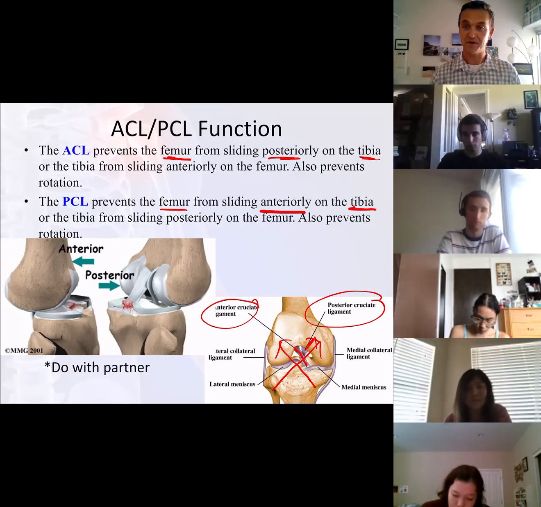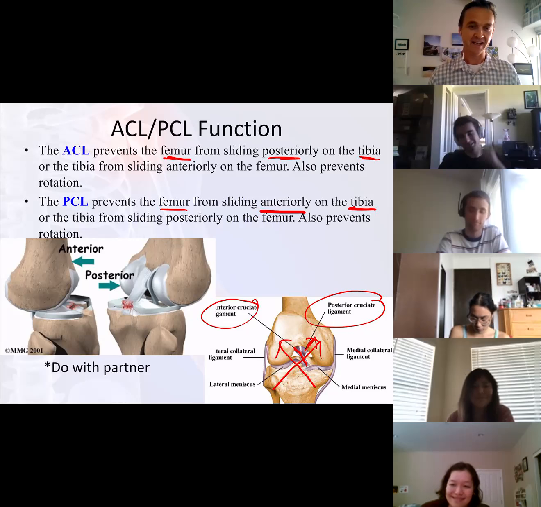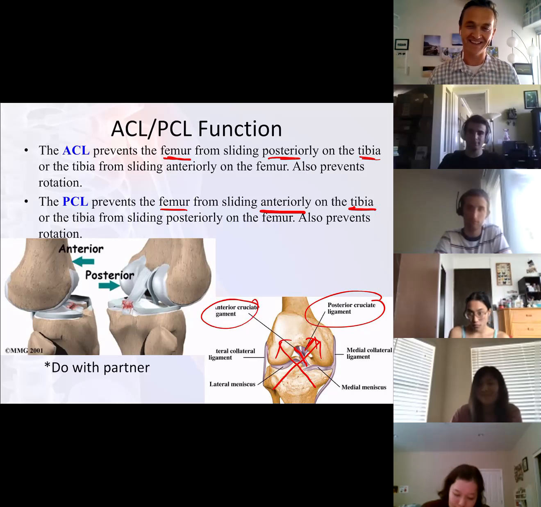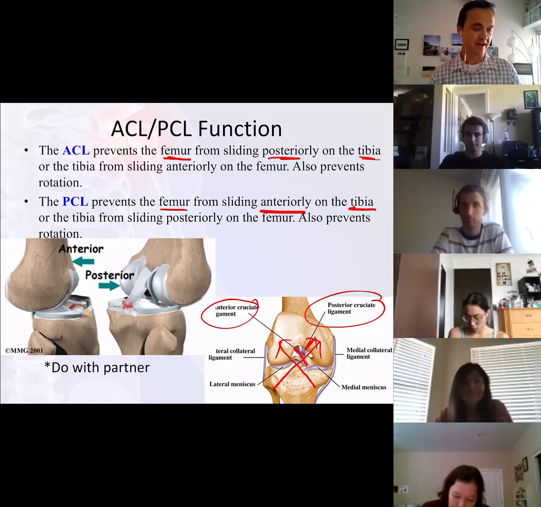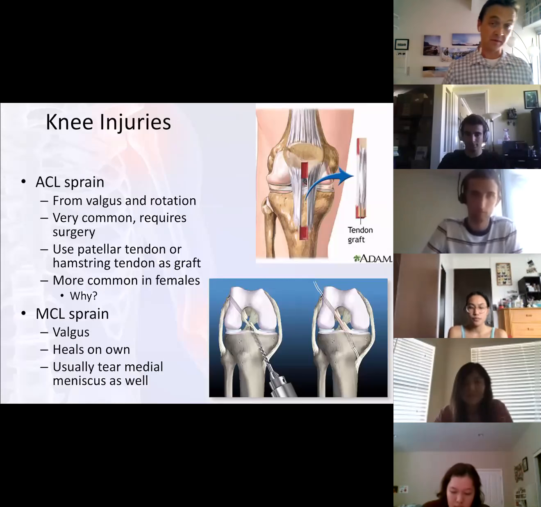I see most of you are by yourselves for the most part. Got a couple partners there. I see a couple, but not too many. So yeah, next time. But yeah, so that's ACL and the PCL. So let's talk a little bit about injuries of those.